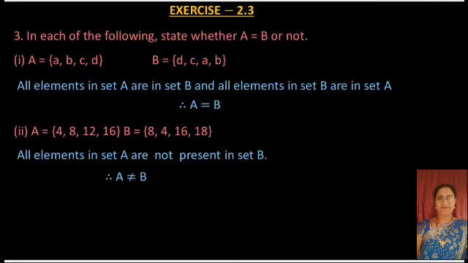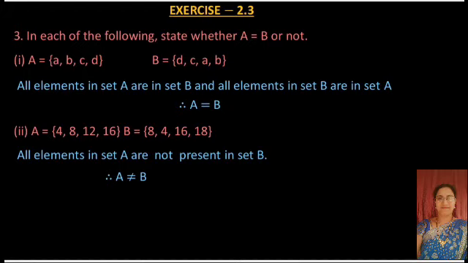The next question, third question. In each of the following, state whether A is equal to B or not. So if you observe in the A set, what are the elements? Set of A, B, C, D. In the B set, what are the elements? Set of D, C, A, B. So if you observe, the elements are same in the two sets. So all elements in set A are in set B and all elements in set B are in set A. So we can write it as A is equal to B.